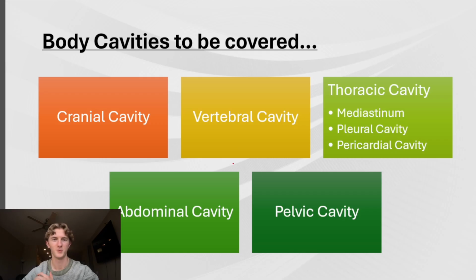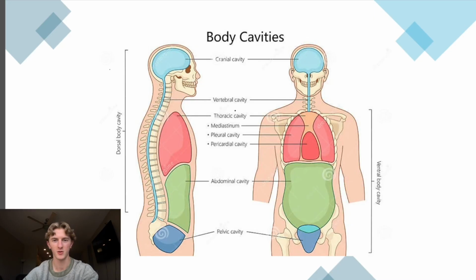All right, so the last terminology topic that we have to cover is body cavities. The body cavities we're going to be looking at are the cranial cavity, the vertebral cavity, the thoracic cavity, which is going to include the mediastinum, the pleural cavity, and the pericardial cavity, the abdominal cavity, and the pelvic cavity. All right, so again here we have a diagram. We're just going to point these out and make sure it's clear what all of these cavities are.